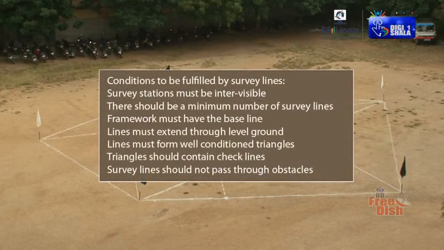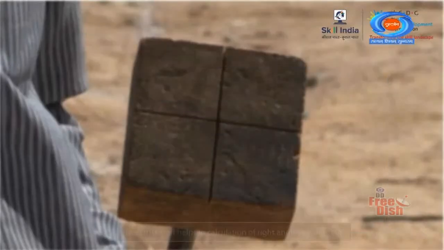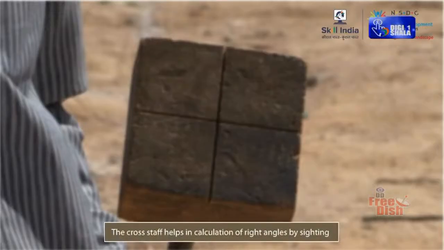Lastly, there are a number of conditions to be fulfilled by survey lines. The cross staff is an instrument that helps in the calculation of right angles by sighting. Let us see how this is carried out.